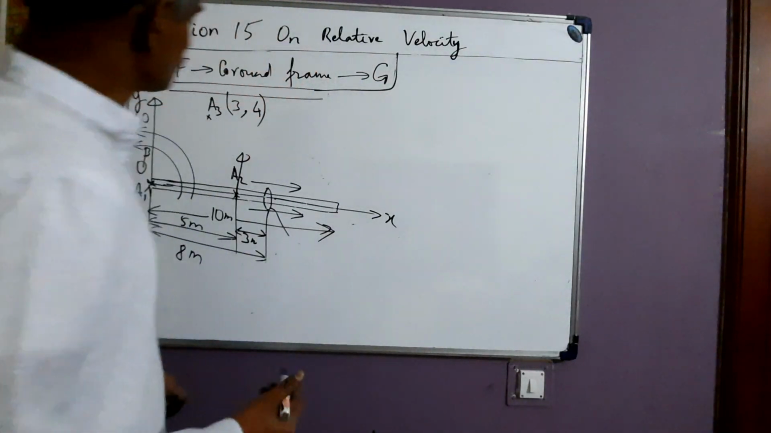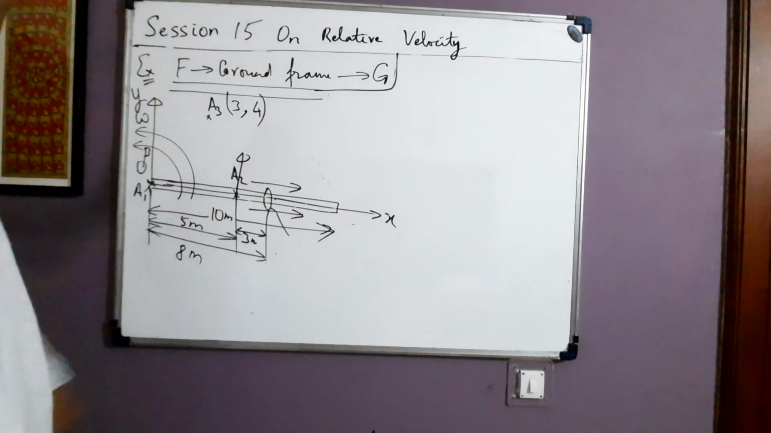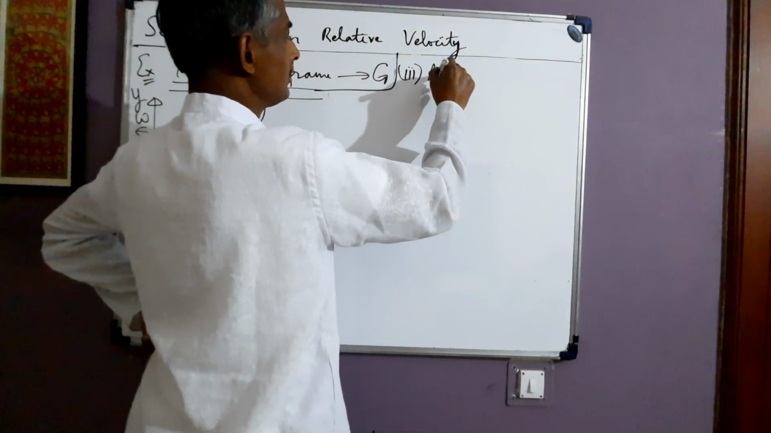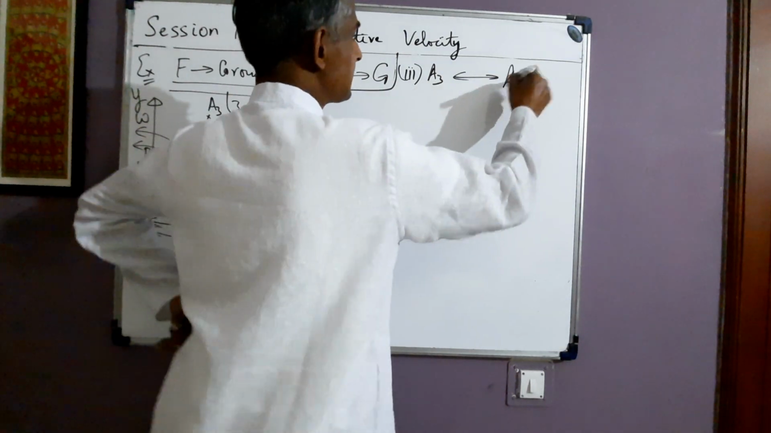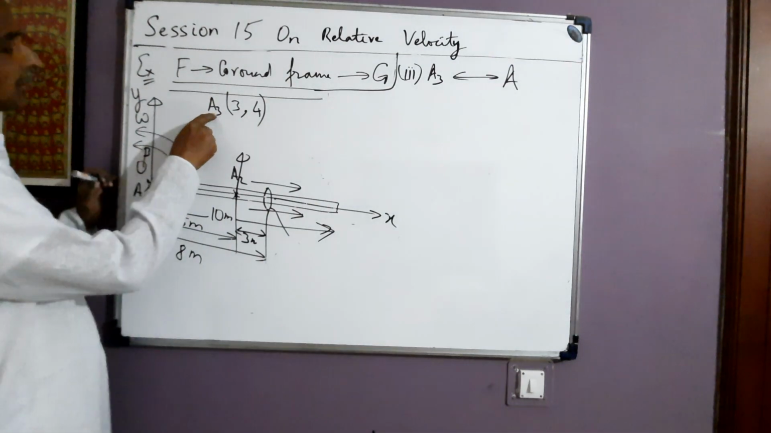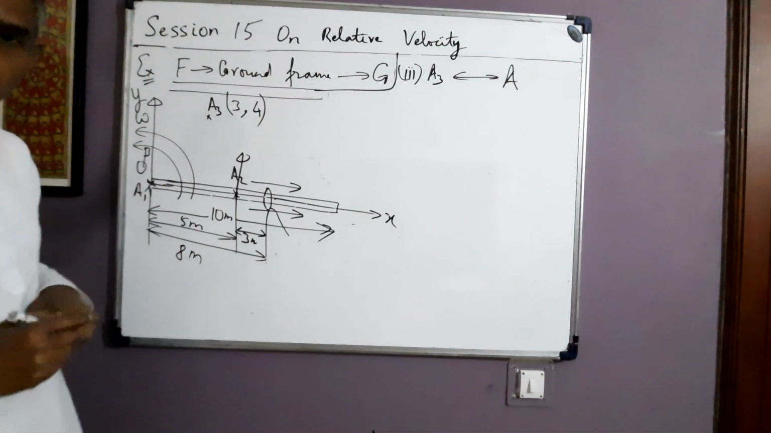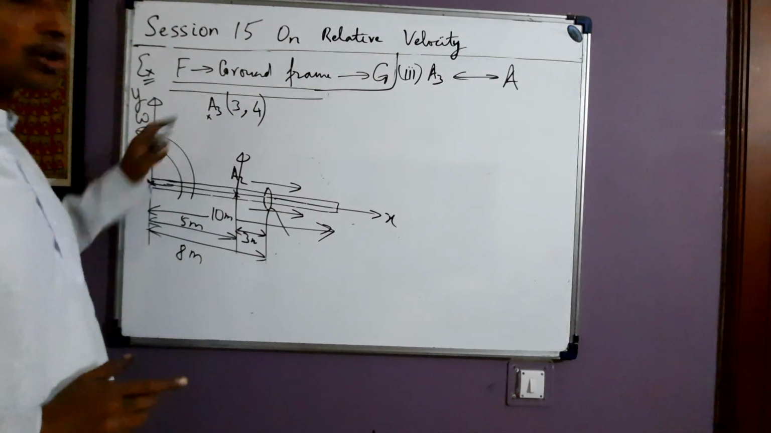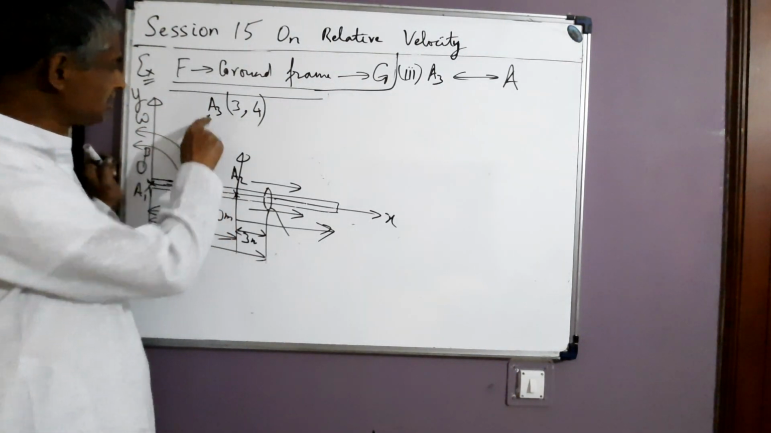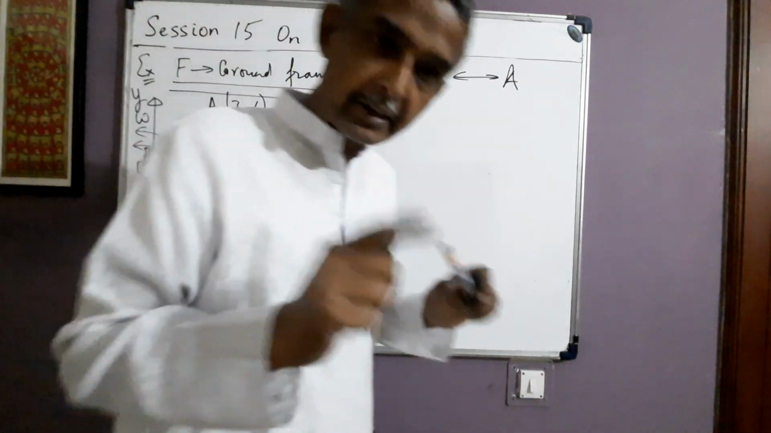Fine. So now we take A3 to be point A, and then we find this VPG. As can be seen, coordinates of A3 are 3, 4. So A3 is not a material point of the rod, but it's an imaginary location of the rod. That means A3 is fixed with respect to the rod, but A3 is not fixed with respect to ground. So this point has to be kept in mind.